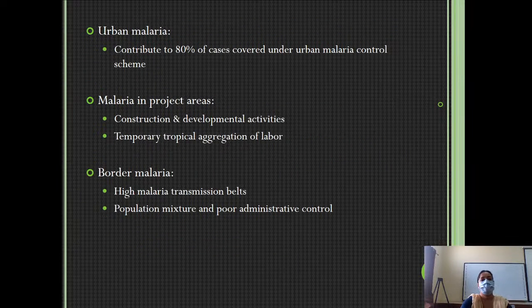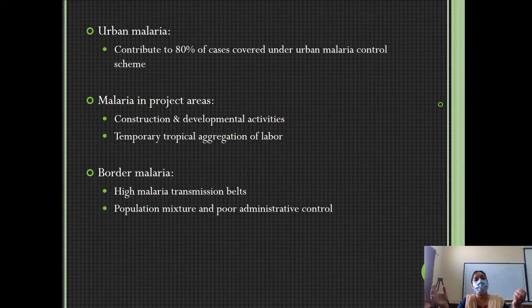That is why that low level of endemicity continues to be maintained in rural areas. Then we have urban malaria, which is a major problem now because it contributes to about 80% of the cases covered under the Urban Malaria Control Scheme, UMCS. Earlier, when urban areas were lesser in number, it was predominantly tribal and rural malaria. You know that India was a land of villages, about 80% of the area was covered by villages, but now that proportion has drastically changed, and we are almost in the situation of 50-50. Actually, it is 60-40 they say.